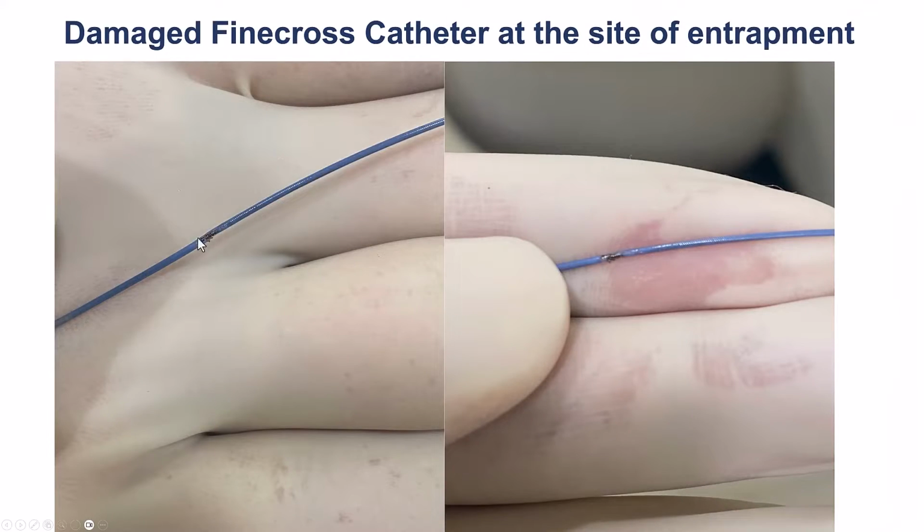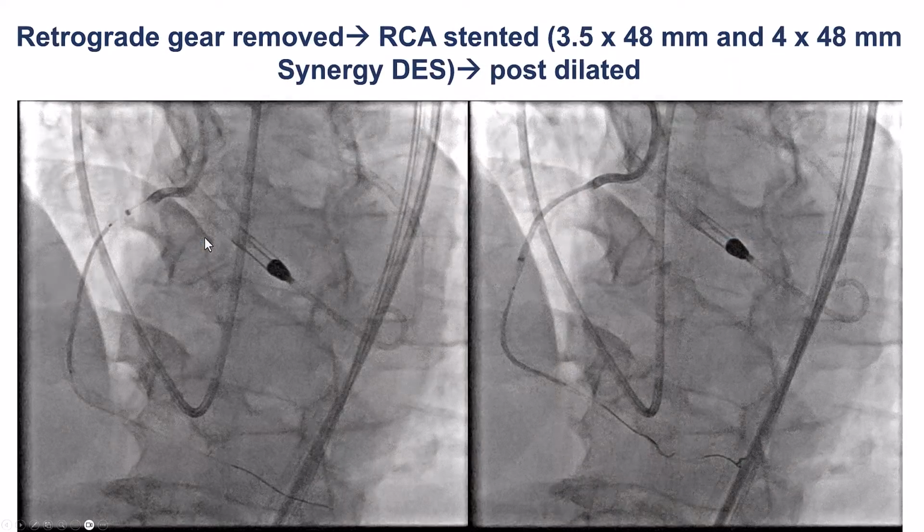And this is how the FineCross looks. We can see that essentially the polymer coating of the catheter has almost completely been stripped off. There has been significant damage. You can see even the coils inside the microcatheter, and that is why we had the difficulty retrieving it. There was some damage of the microcatheter, and that was essentially from rubbing against the stent struts of the LAD stent.